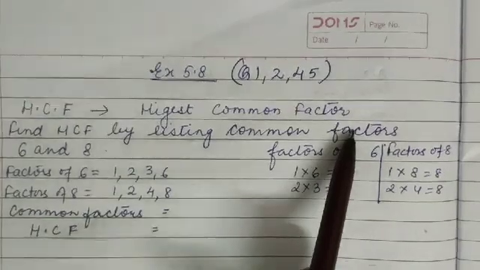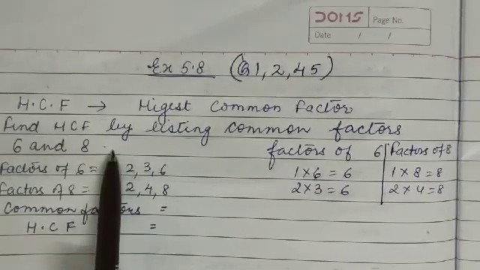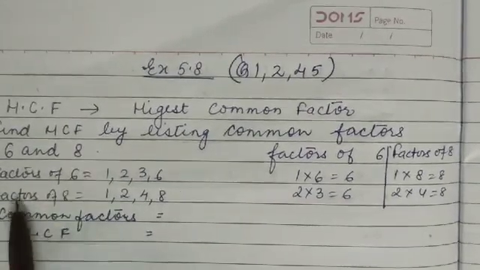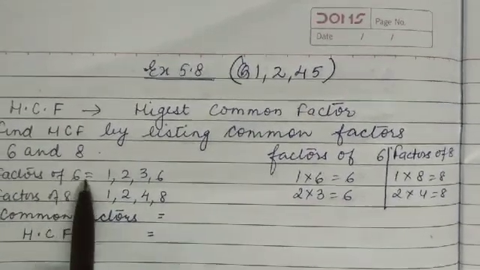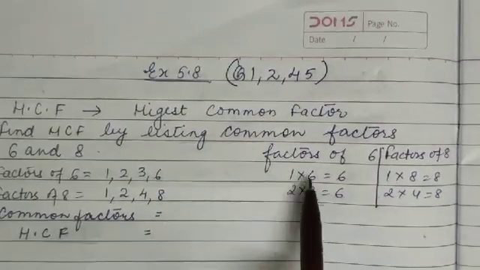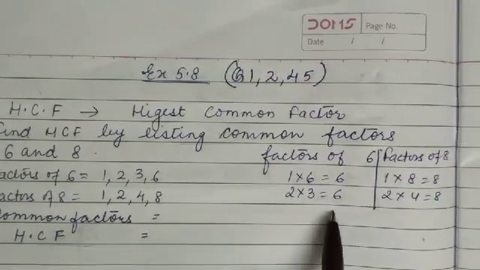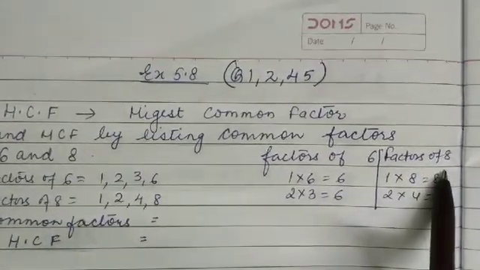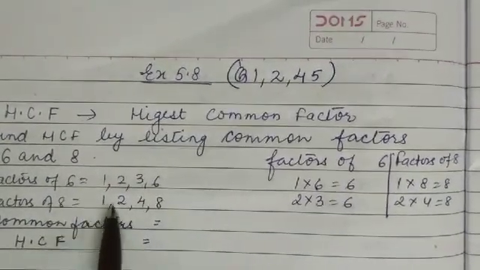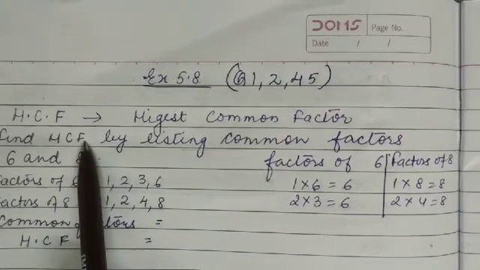So this is one of the methods to find out the HCF. They have given two numbers, 6 and 8. The first step will be to find out the factors of 6 and then the factors of 8. You know how to find the factors of 6: 1 times 6 is 6, 2 times 3 is 6. After that 3 times 2 is 6 will be there, but we will not repeat the same number. The same way we will find the factors of 8. So factors of 6 are 1, 2, 3, 6 and factors of 8 are 1, 2, 4, 8. So the first step is done.